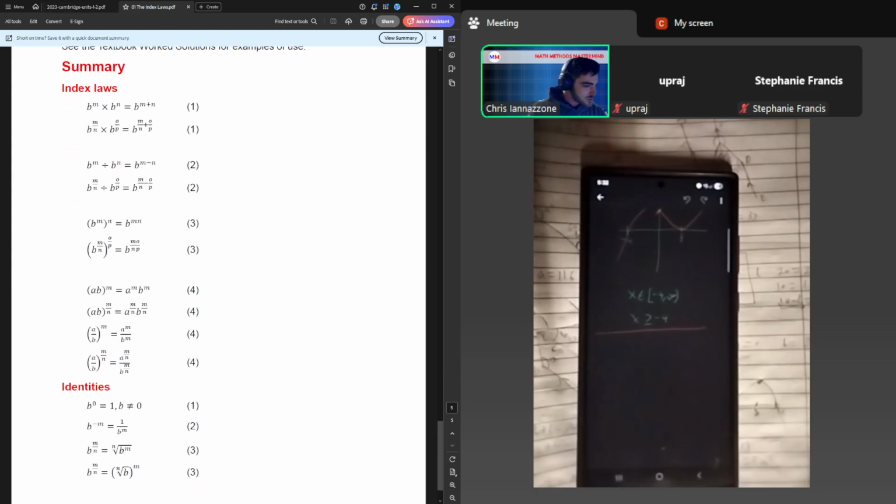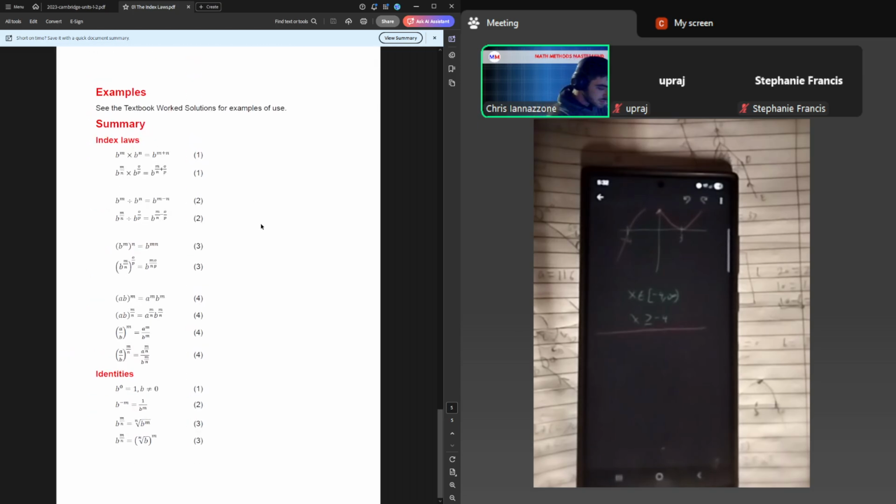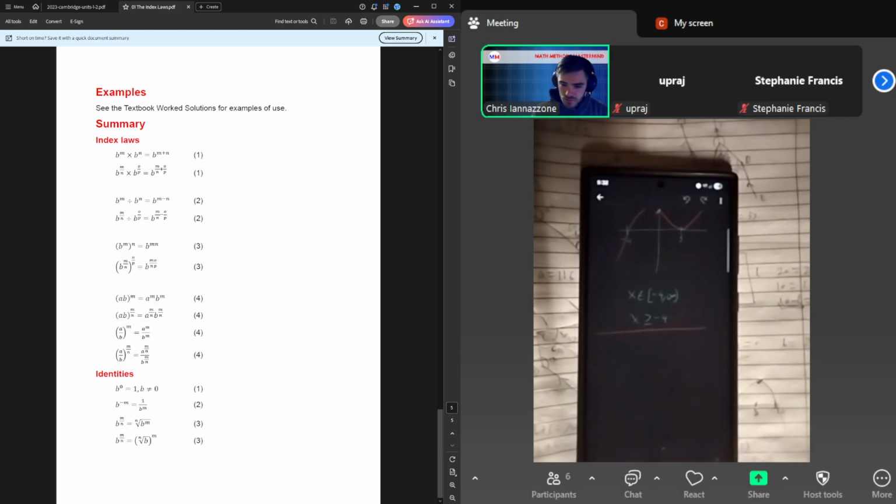So in fact, what I'll probably do, to make life a bit easier, is drop the entire summary document in rather than doing a... Oh, actually, no, this can be a one-page screenshot, can't it? Nice, that's much easier, actually. So these are the index laws we'll be referring to. I'll pop that in the chat.